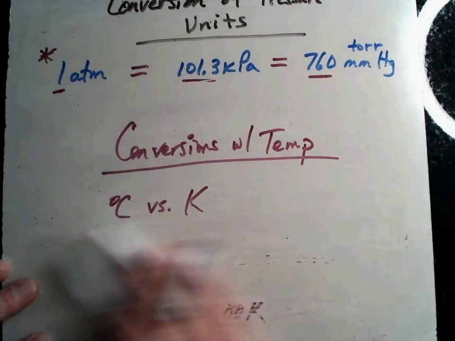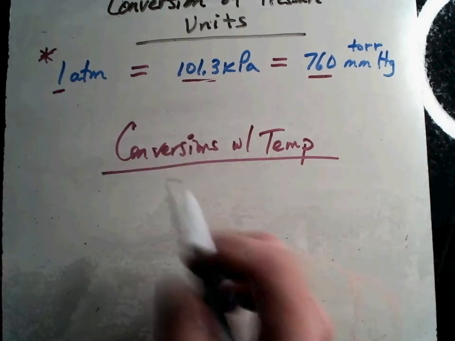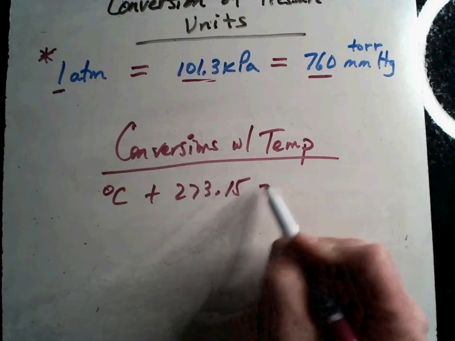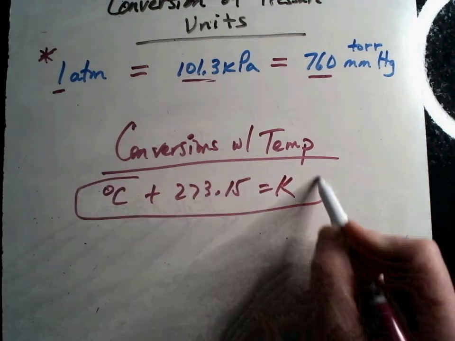Now, look, if you'll glance back at your notes, you'll find there's an easy conversion, degrees Celsius plus 273.15 equals Kelvin. That's the magic equation we're going to use.